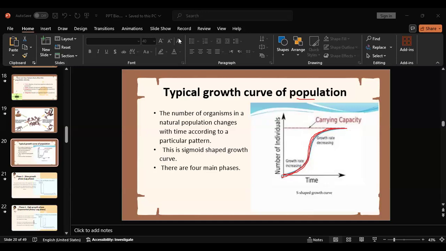Someone has asked why won't it go down? You may talk about this graph now. Yeah, I'll explain that. Okay.